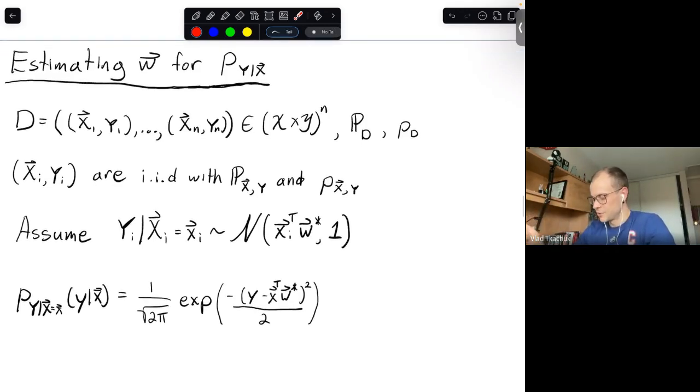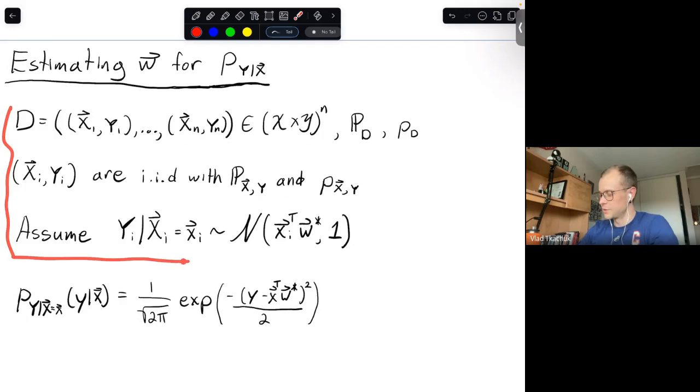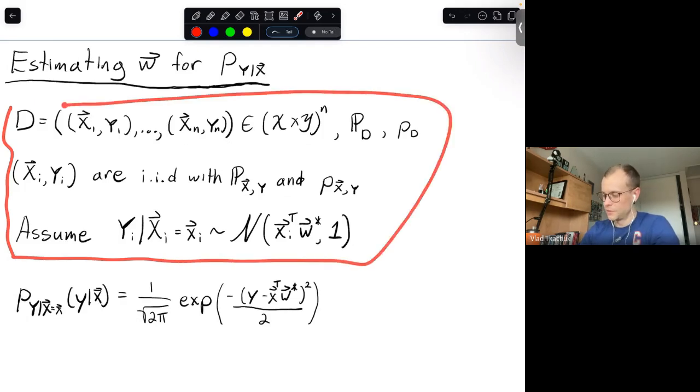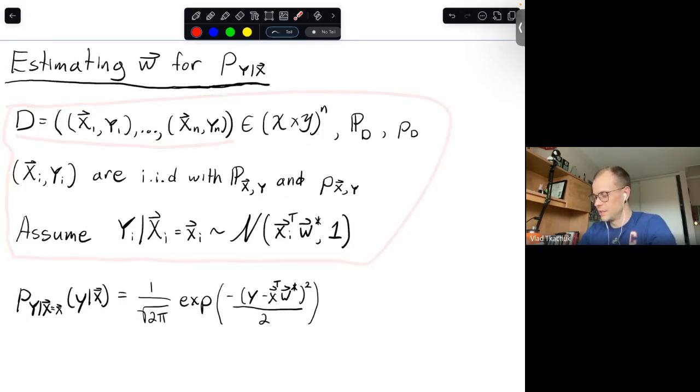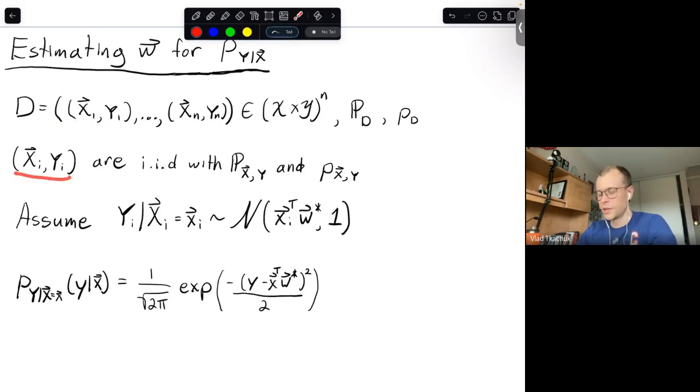So the setting, these first three parts are the same as what we saw for MLE. So you have some data. In this case, it's these feature label pairs. Each one of these feature label pairs are independent and identically distributed. This means that they have some distribution over x, y, and they all have the same PDF or PMF, P of x, y. In this case, this is a joint PDF because it's the regression setting.